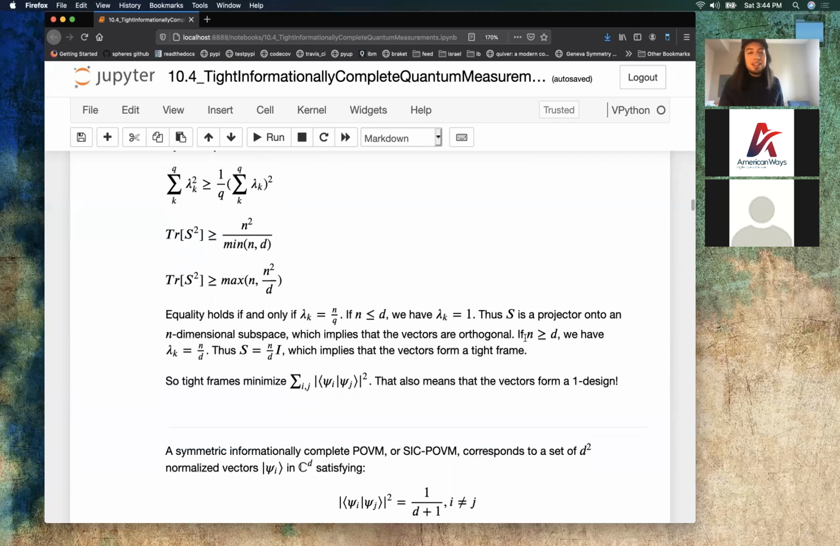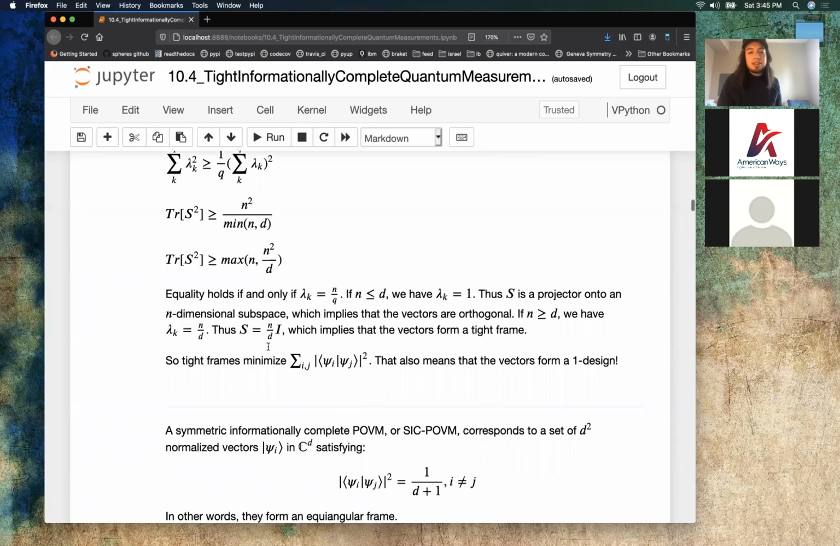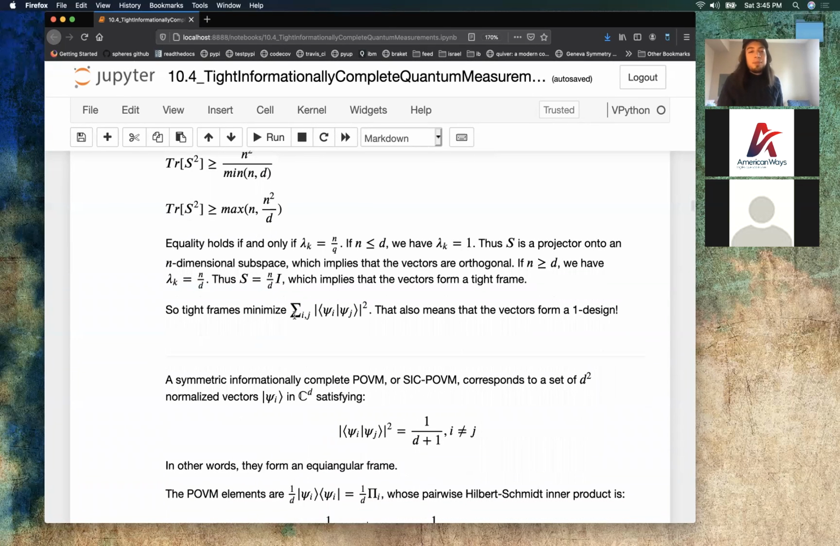And if N is greater than D, then the eigenvalues are N over D, which implies that S is proportional to the identity with the constant N over D. And so the vectors form a tight frame. So tight frames minimize this quantity, and it means that the vectors form a one-design.